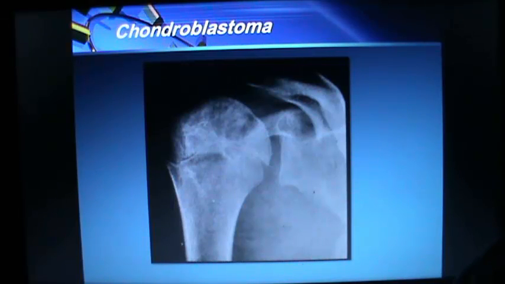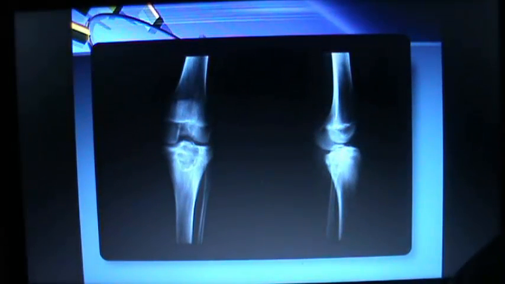Epiphysio-metaphyseal pattern is characteristic for chondroblastomas. This lesion here is involving the metaphysis and the epiphysis, with a well-defined sclerotic margin.